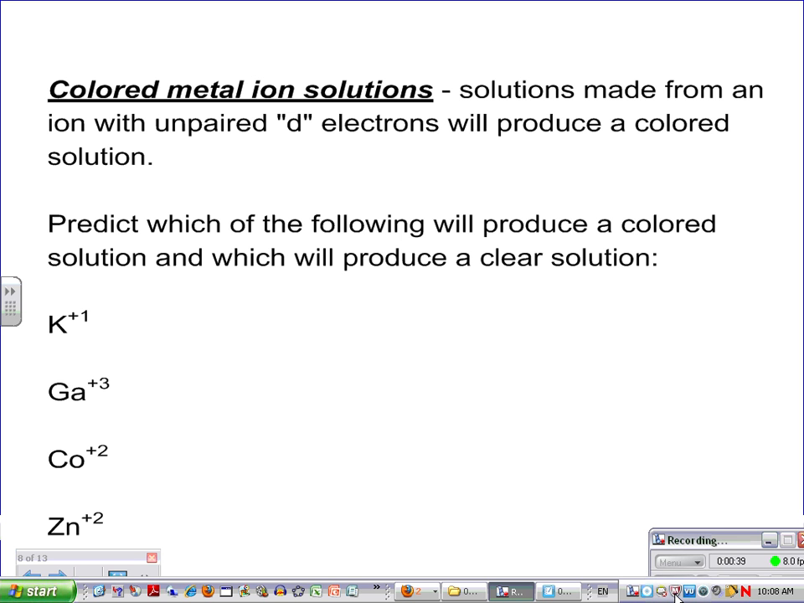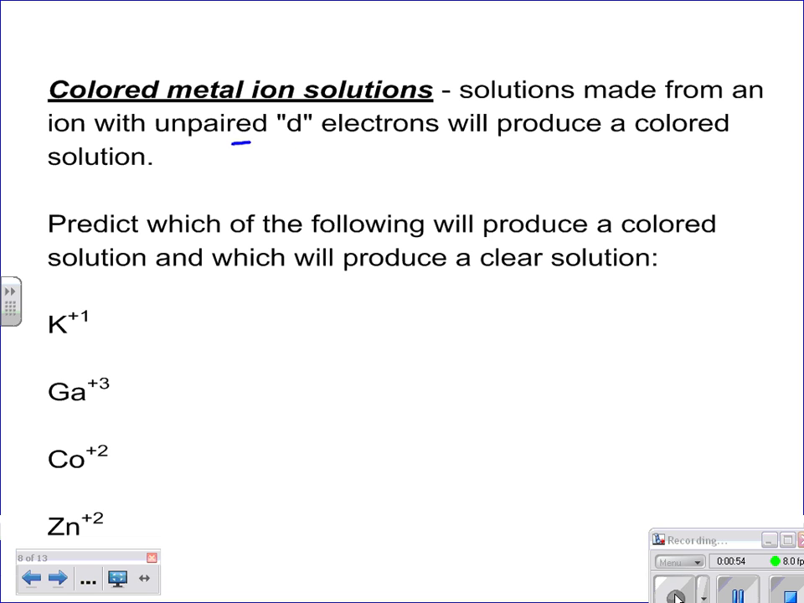So we have a lot of solutions that we work with that are clear, but there are going to be some that are colored as well. So the way we can figure out by looking at electron configuration whether or not something is going to make a colored solution is whether or not it has unpaired d electrons. So it's key to think about the d electrons, just not unpaired or paired. And this will help us to predict whether or not it's a colored solution.